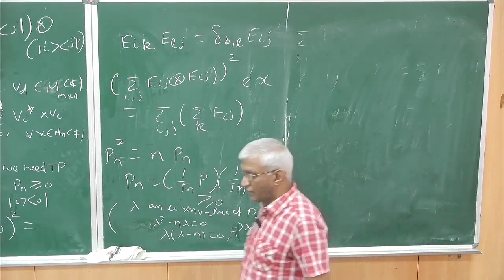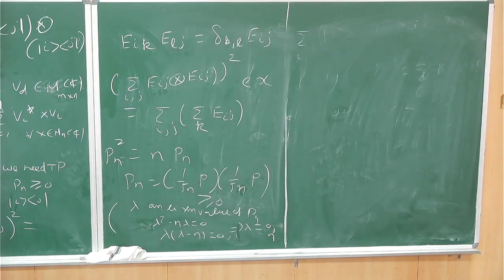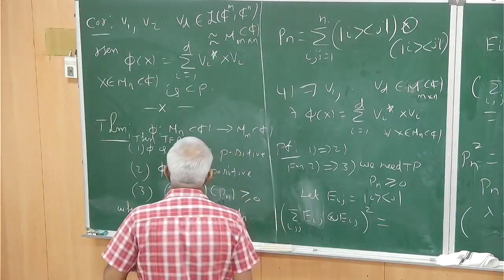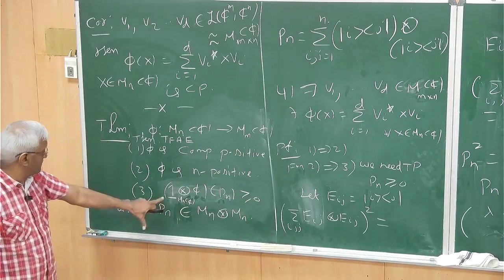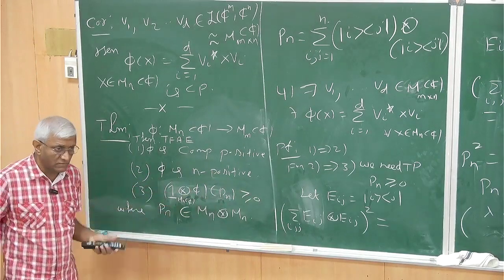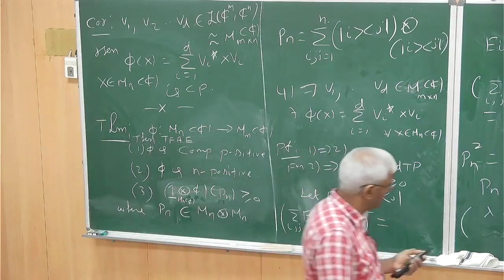For 2 implies 3, we only have to show that this is positive, and we have shown that this is positive.